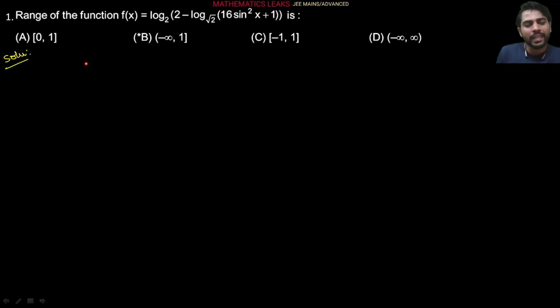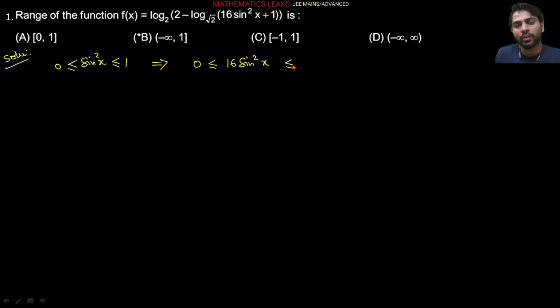So we know that sin x always remains between -1 and 1 in the closed interval. So sin²x will always be greater than or equal to 0 and less than or equal to 1, right? Now I am going to multiply by 16 in this inequality. So we will get 0 times 16, which is 0 only, less than or equal to 16 sin²x, less than or equal to 16, right?